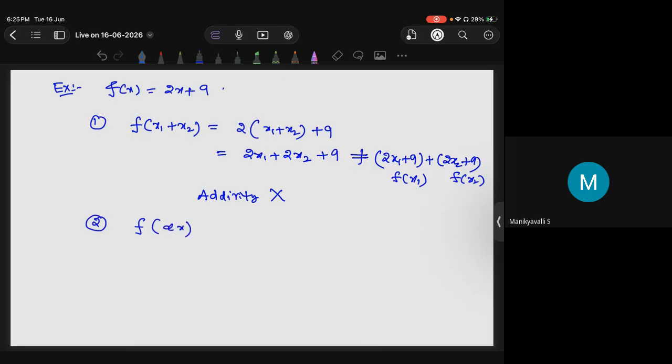Similarly, check for the homogeneity. f of alpha x. Again 2 multiplied, substitute alpha x in place of x, plus 9. So this is not equivalent to alpha 2x plus 9. Correct? So this is f of x. Here the homogeneity also failed. Hence it is not satisfying both. Even if it satisfies one and does not satisfy the other, the system is not linear.